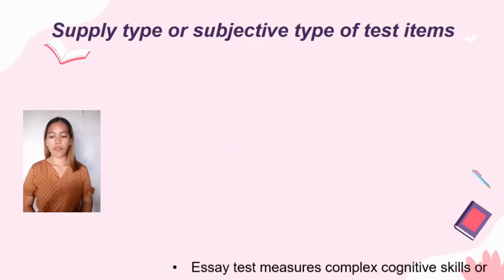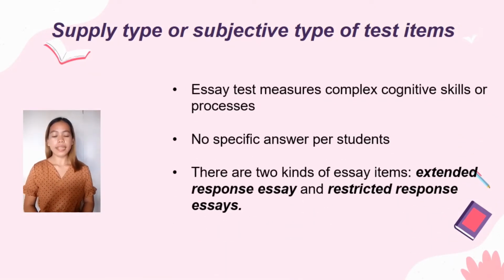A form of subjective test. Essay test measures complex cognitive skills and processes. This type of test has no one specific answer per student. It is usually scored on an opinion basis, although there will be a certain fact and understanding expected in the answer. There are two kinds of essay: extended response essay and restricted response essay.